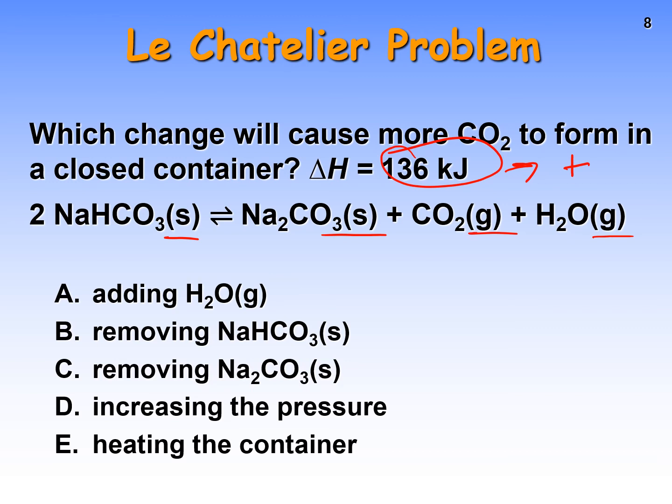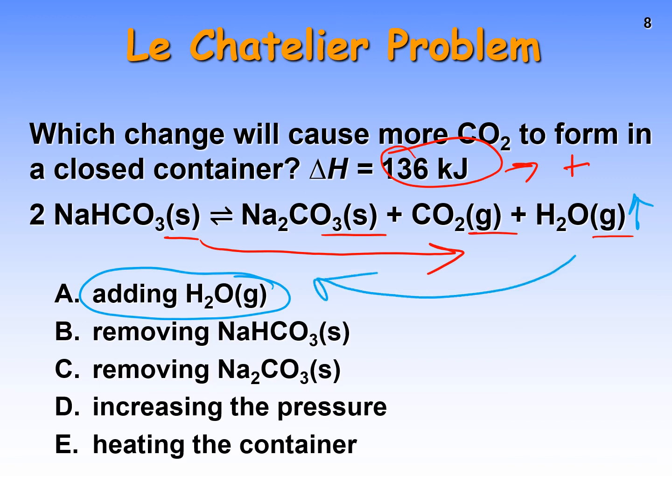We want to form more CO2. In other words, we want the reaction to shift towards the product side. So which of these will cause that? Let's look at water. If we increase the concentration or the amount of water, that's going to cause a shift towards the reactant. So we don't want this one. That's not right.